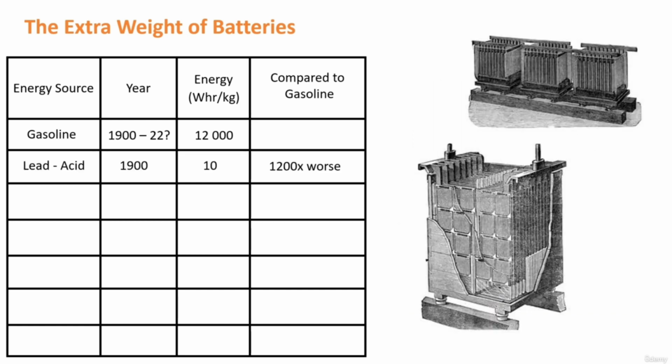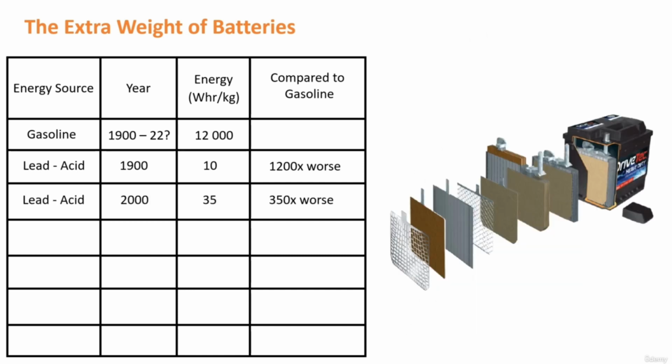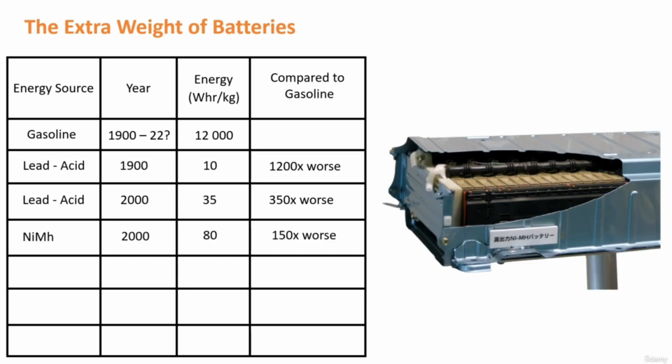A lead acid battery from 1900 stored only around 0.01 kilowatt-hour per kilogram. That's more than 1,000 times less than gasoline. No wonder the gasoline engine won. A lead acid battery at the end of the last millennium was better at 0.035 kilowatt-hour per kilogram, but that's still about 350 times worse. A nickel metal hydride battery available at the turn of the new millennium stores 0.08 kilowatt-hour. This is still 150 times less.